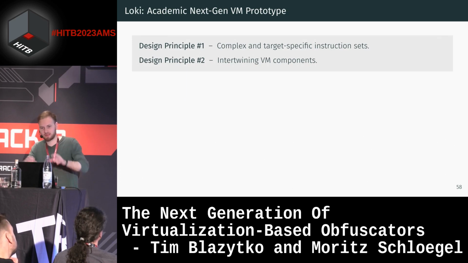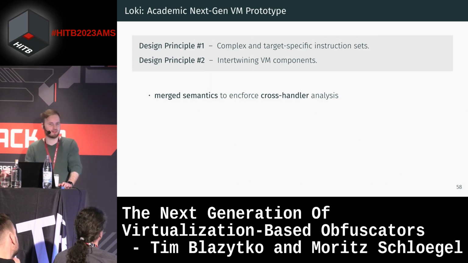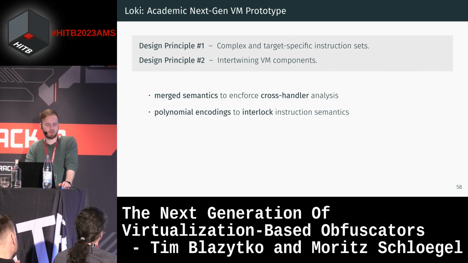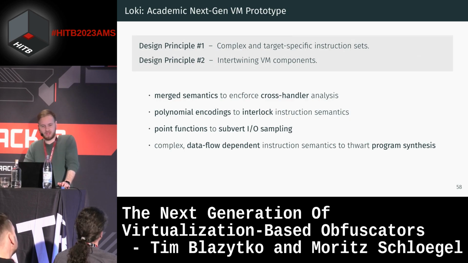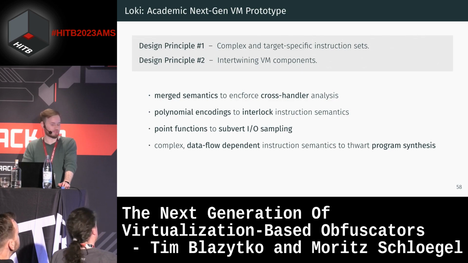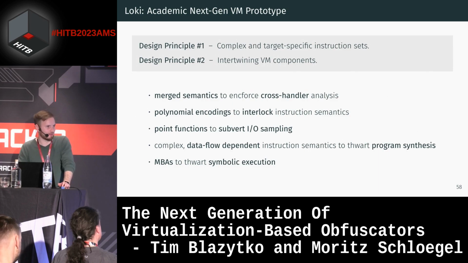So we wanted to have a complex and target-specific thing where all the stuff is highly intertwined, and what we got were merged semantics. So you have to look at cross-handler level. We had the polynomial encodings to combine the instruction semantics of different handlers. We used point functions to stop the codebook checks, and we had very complex data flow dependent expressions to stop synthesis-based attacks. And with our MBAs, we can prevent symbolic execution.